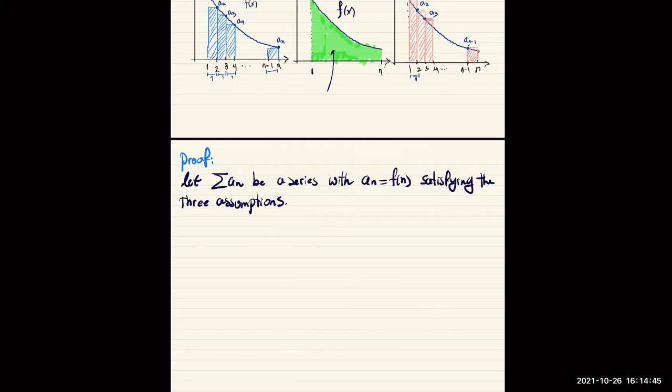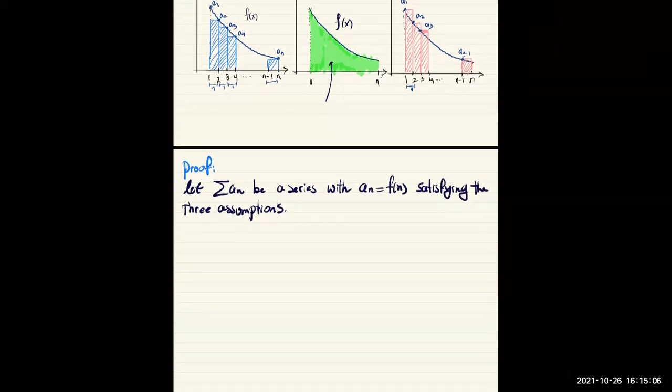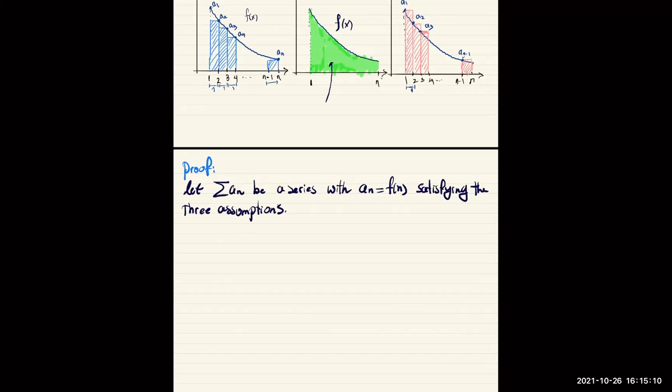Yeah. And again, what I've done here is I have graphed f of x. This is the graph of f of x. These are graphs of f of x. And again, the area under this curve is the integral of f of x. Okay. And we're going to construct an inequality and basically use the squeeze theorem, I believe is what we are doing.